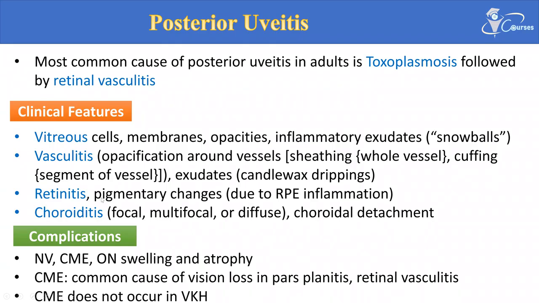Retinitis with pigmentary changes occurs due to RPE inflammation. Choroiditis can be focal, multifocal, or diffuse; choroidal detachment can also occur. The complications of posterior uveitis can be neovascularization, cystoid macular edema, and optic nerve swelling and atrophy. Cystoid macular edema is a common cause of vision loss in toxoplasmosis and retinal vasculitis. Importantly, it doesn't occur in Vogt-Koyanagi-Harada syndrome.